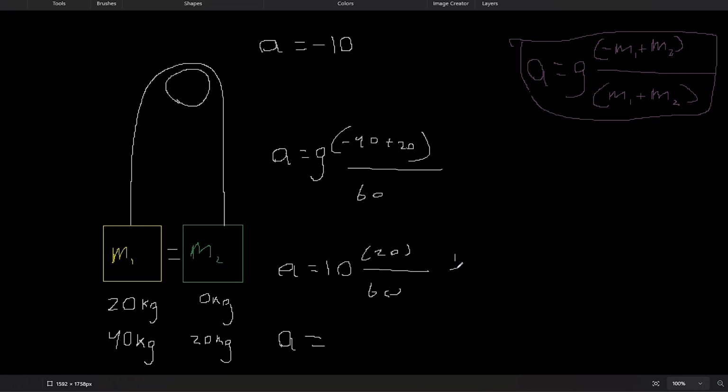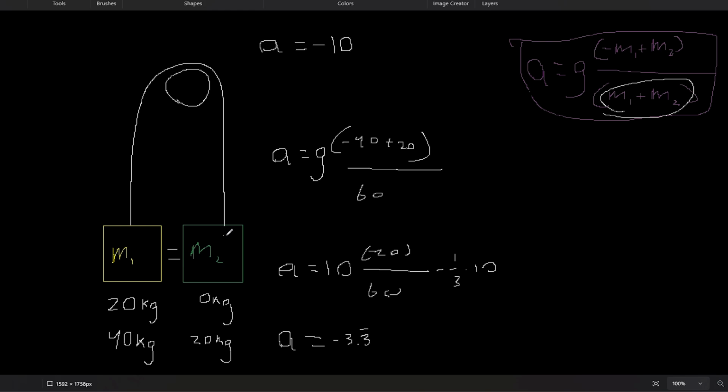20 over 60 is 1/3 times 10, negative 1/3 times 10, and that equates to negative 3.3 repeating. So even though the difference in mass stayed the same, the acceleration decreased due to m2 having some mass. And that is because in this bottom portion, we add them together. So when the masses increase, it's going to be a smaller acceleration.